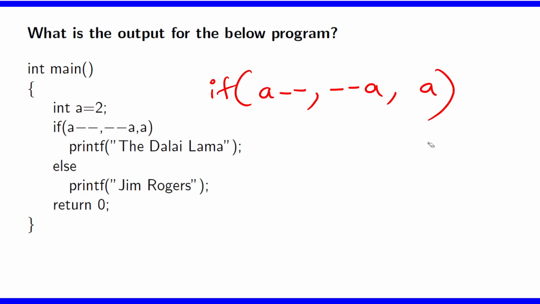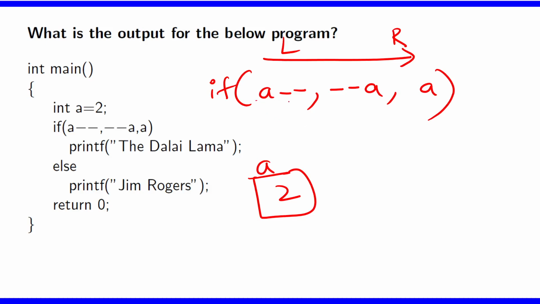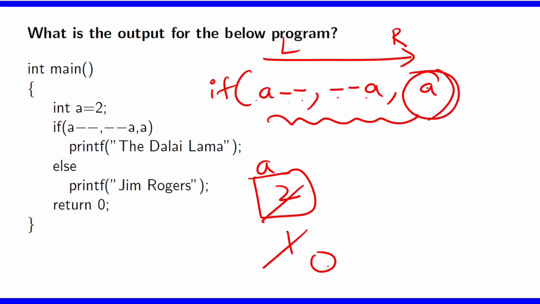So in such a case, the value of a in memory is 2. I have to execute from left to right. So a minus minus, I have to reduce it, it becomes 1. Next minus minus a, I have to reduce it, it becomes 0. Then only a, that is 0. Now once all the expressions are evaluated, the compiler will decide the if or else part based on the final value. What is there here? Only a. What is the value of a? 0. It means it is if of 0. So false, it goes to the else part, right? So let's see.